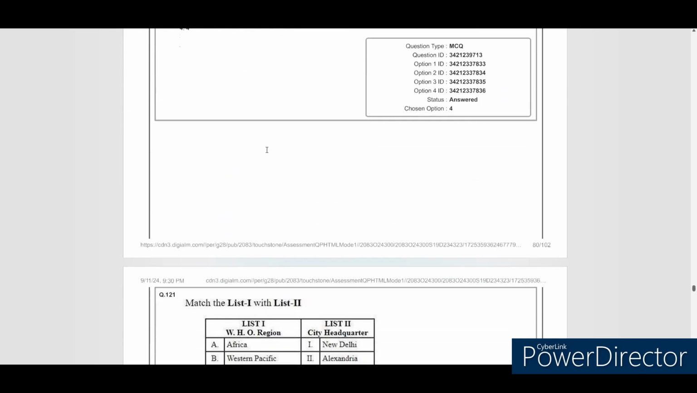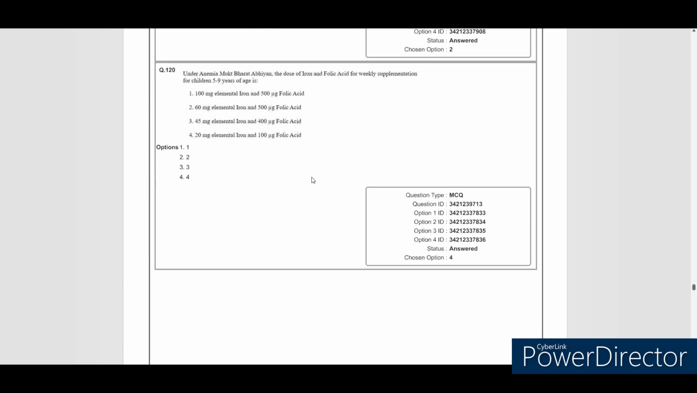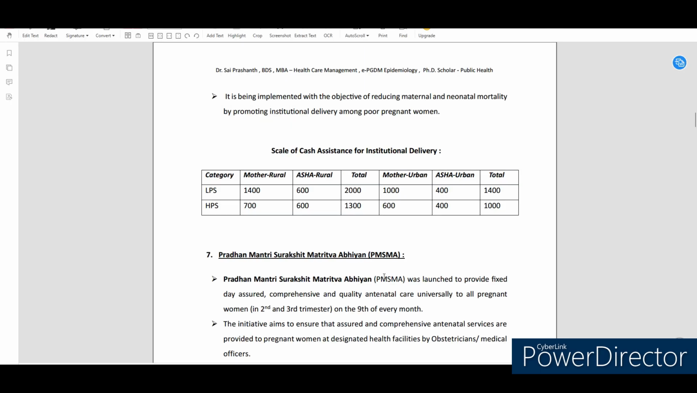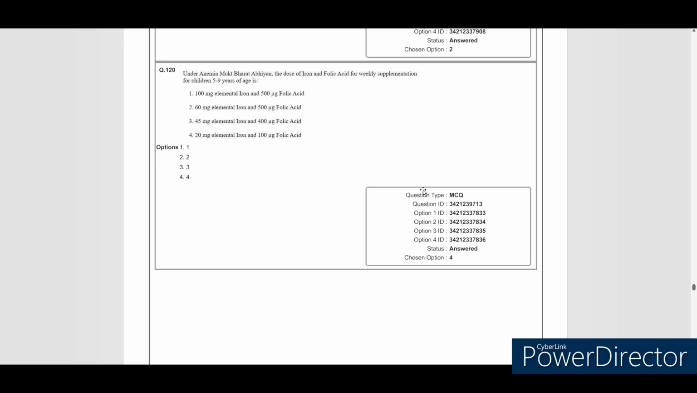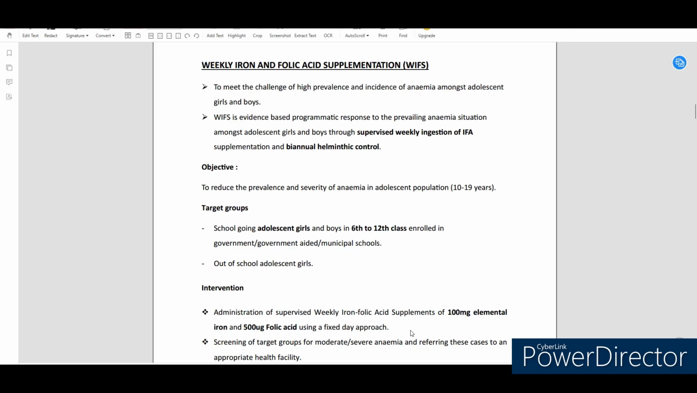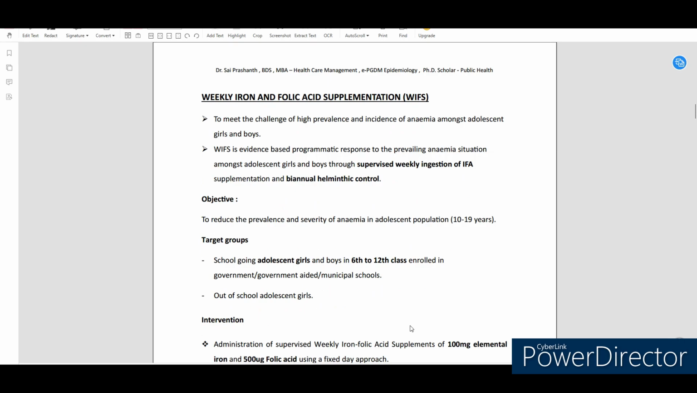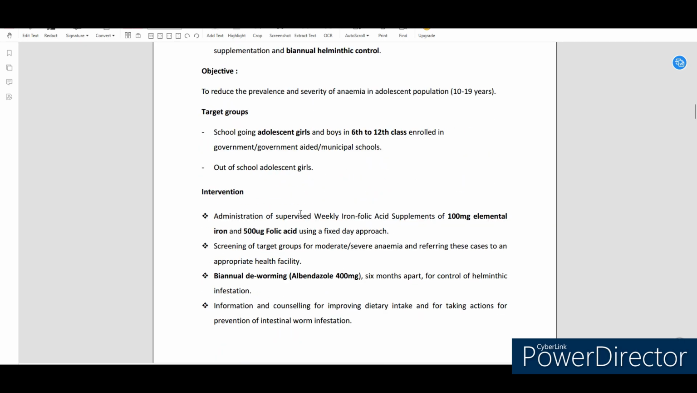Now coming to question number 120, which is also a direct question about the folic acid supplementation, which I covered under the National Nutritional Programs. Let me show it in my material once. So this is under the weekly iron and folic acid supplementation. If you please go through it, you can easily answer these types of questions.